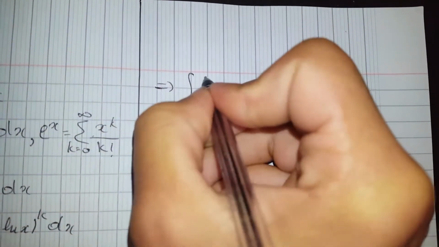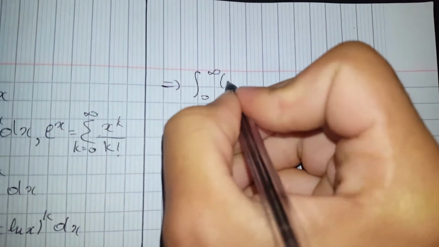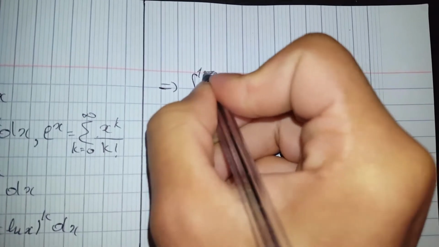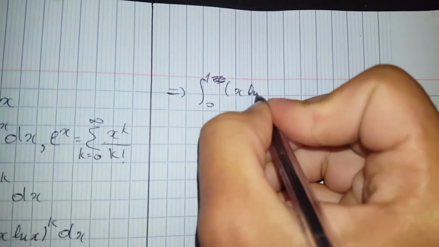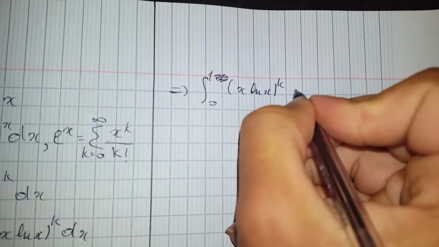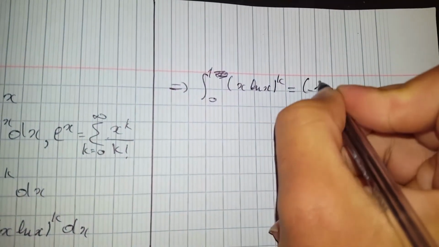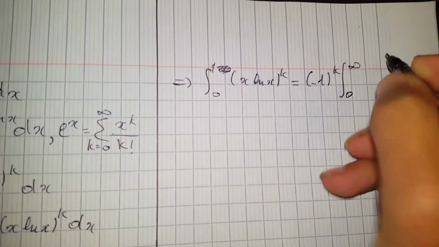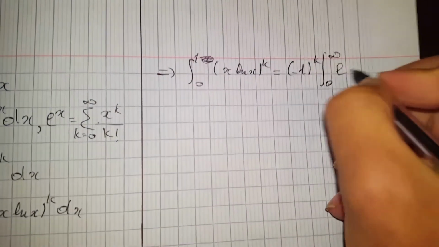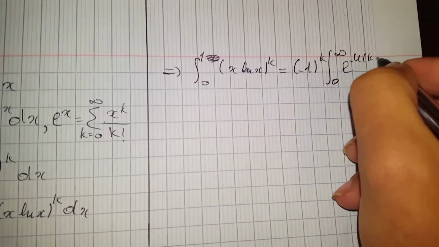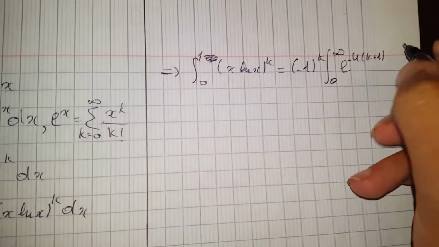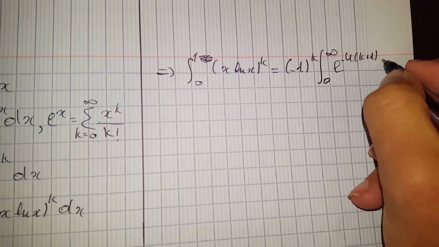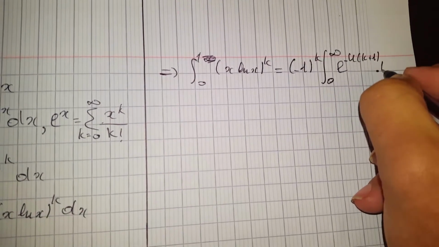I will make another substitution. Let's see. I will rewrite the same integral. It's the integral from 0 to 1 of (x ln x) to the k. That would give us minus 1 to the k, the integral from 0 to infinity of e to the minus u to the k plus 1 multiplied by u to the k du.